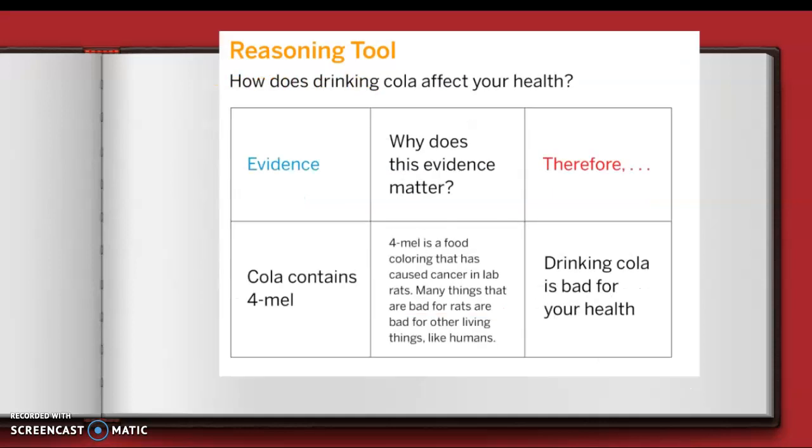So if you just say that drinking cola is bad for your health because it contains formol, yeah, maybe someone who knows what that is would say, okay, that makes sense. But the missing piece of that argument is that formol is a food coloring that caused cancer in lab rats. Many things that are bad for lab rats are usually bad for other living things like humans. That to me now makes sense. Okay, I understand that formol would make cola bad for your health. So this is the key component that we're coming up with today as to what makes a scientific argument really, really sound.